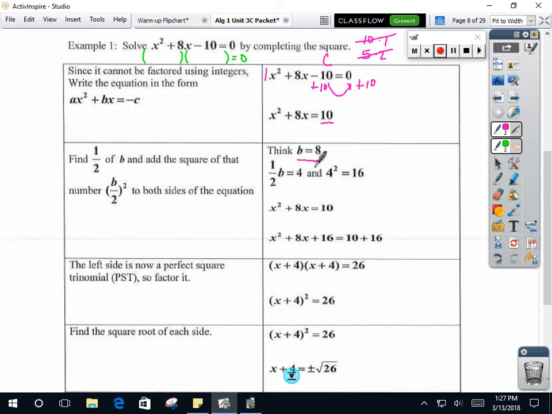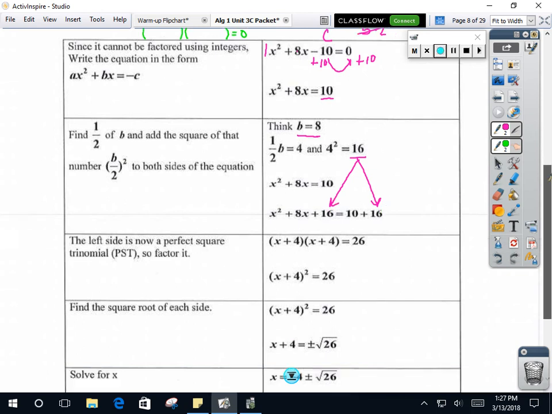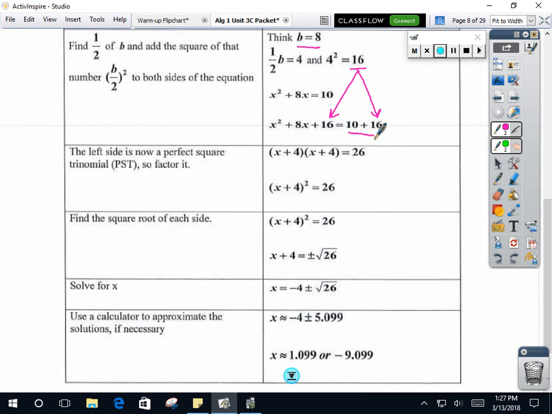8. You're going to take the b value of 8, divide it by 2, which will be 4, and square it, which will be 16. You will then add that 16 in on both sides of the problem. You'll add it over here, and you'll add it over here. Now that you've done that, this side you just simply combine, and that's where the 26 came from.